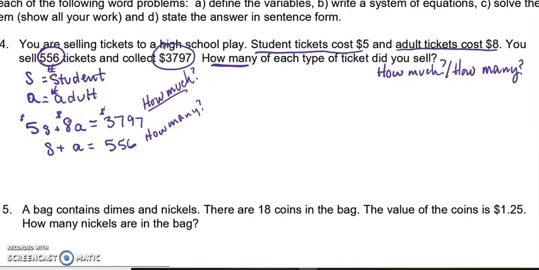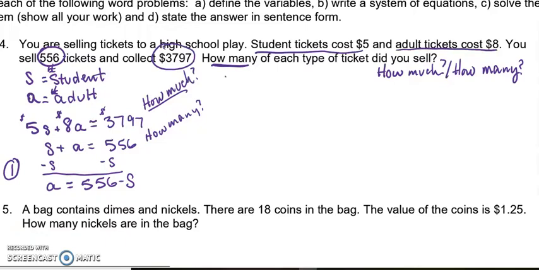Okay, so from here you're going to follow the same steps that we did before. Number one is your S equal A equal thing. You've got to solve one of the equations for a letter. So that's easiest with this first one. So I'm going to take away S from both sides. And when I'm done with that, then I have A equals 556 minus S. Okay, so that's step number one.